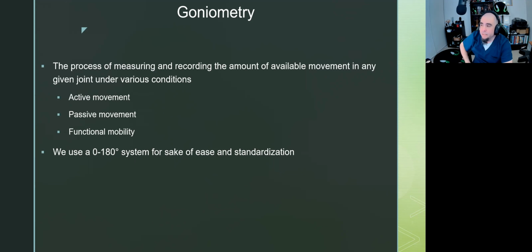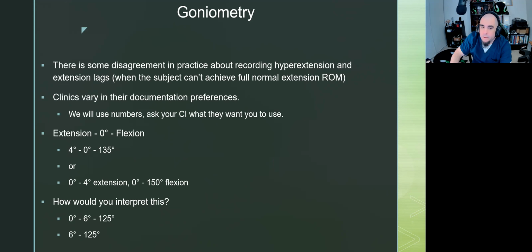The shoulder joint should hit that 180 in both shoulder flexion and shoulder abduction. But most of us, when we do the measurements, are going to be short on either abduction or shoulder flexion just because we've got tight muscles. There is some disagreement in practice about recording hyperextension and lag, which we talked about briefly, when the subject can't achieve full extension range of motion.